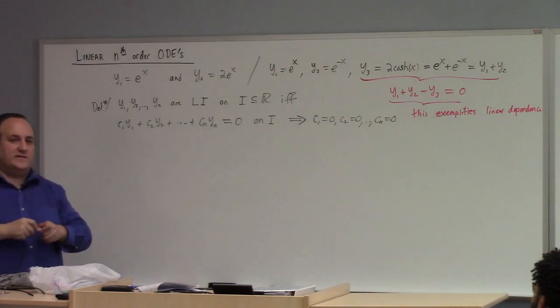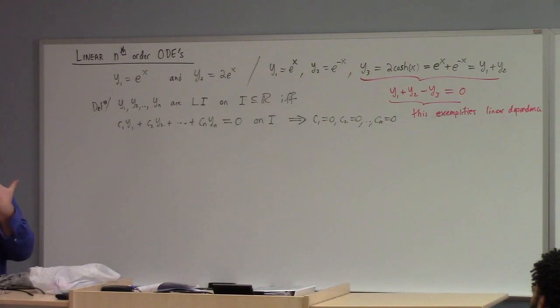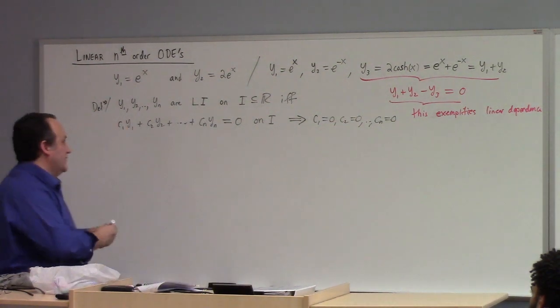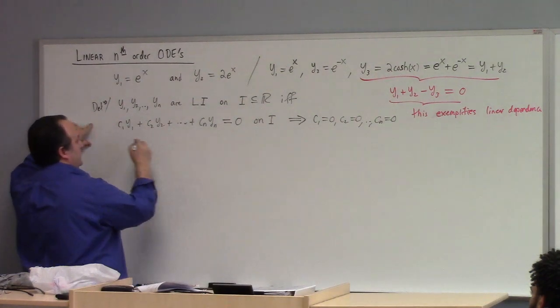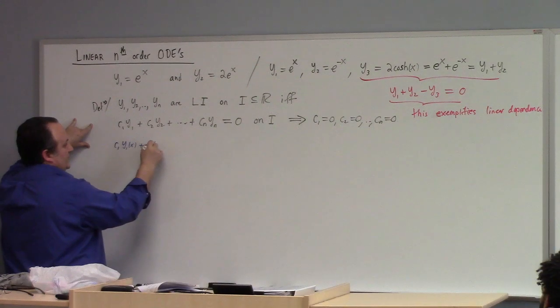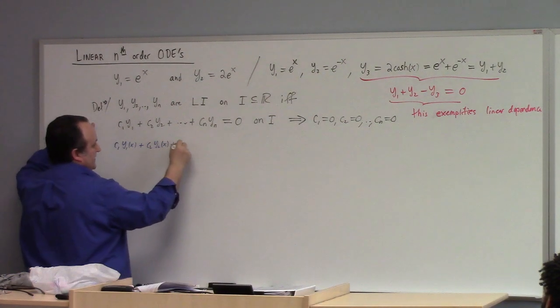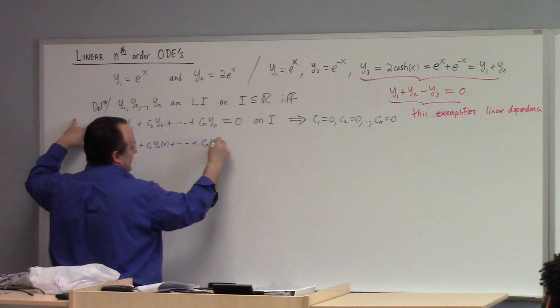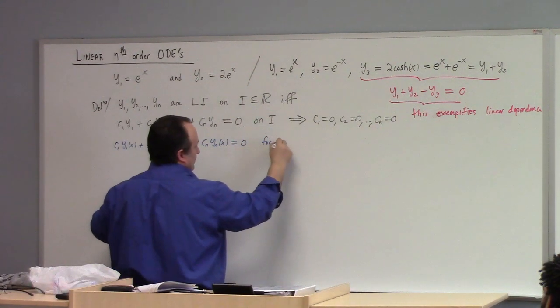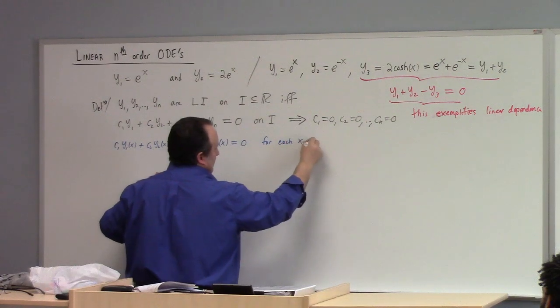Now when I say on I, understand that this is an equation about functions. It's an equation about functions. So to be more expansive about what I mean by that, let me write down the following equation. What I'm saying by this is that c1 y1 of x plus c2 y2 of x plus through cn yn of x is equal to 0 for each x in the interval of consideration.